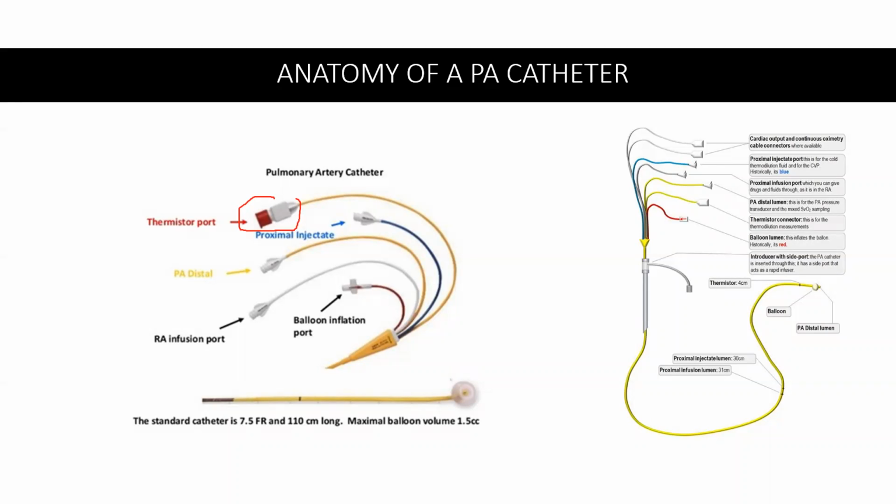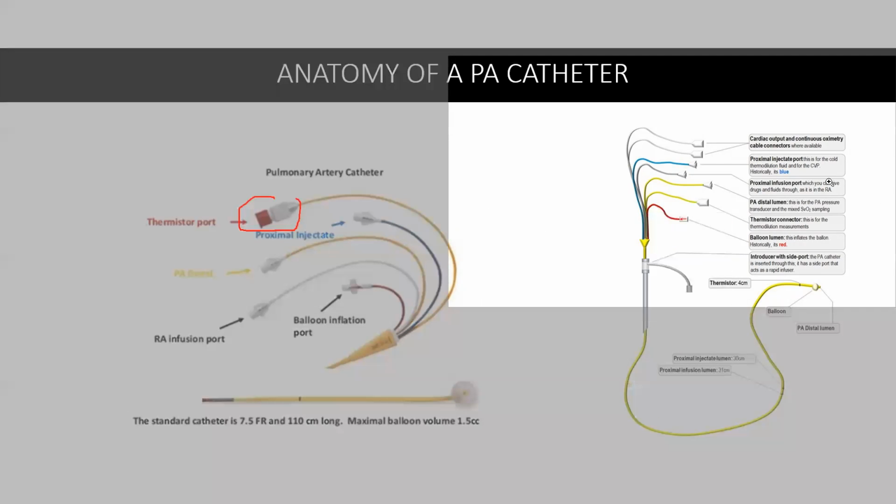So first of all, the size of the catheter ranges anywhere from 60 to 110 centimeters in length, and the lumen is anywhere from 4 French to 8 French in caliber. Each of the 4 lumens is placed at a specific distance along the length of the catheter, and each of them has a specific function. So I'm going to enlarge this a little bit so that you could see it better.